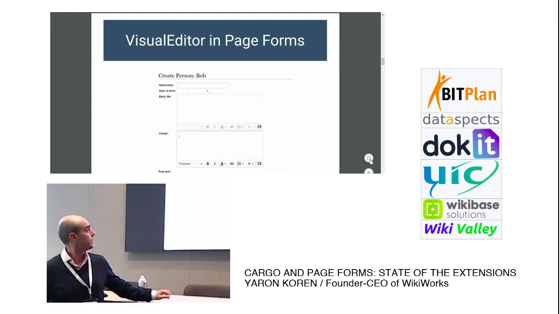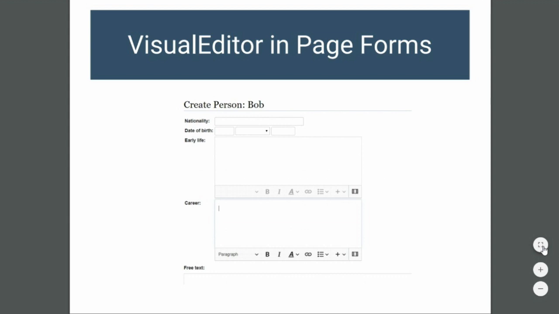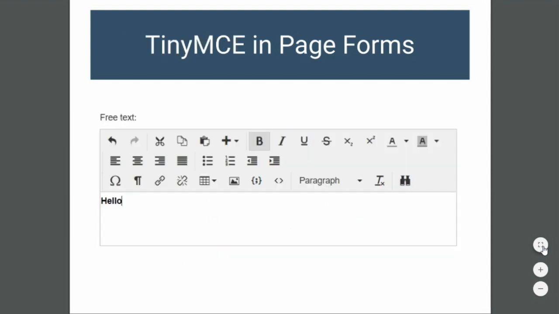Here are some screenshots. Here's what it looks like when you have Visual Editor in Page Forms. Imagine typing in there and having all that formatting. And then TinyMCE has its own display, which is similar but a different set of icons, and they both work pretty well. So you can have any number of these within a form. I'm not sure if you can combine the two. I don't know why you'd ever want to do that.